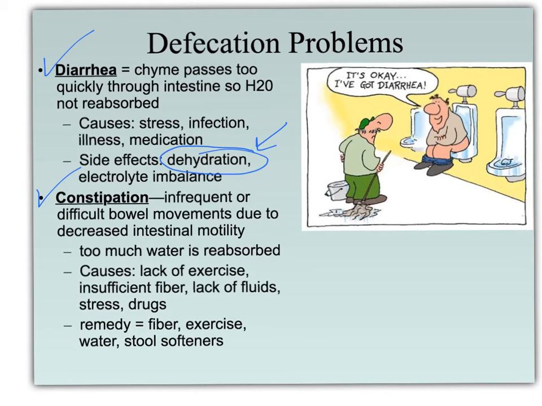Constipation is when feces is not coming out on a regular basis. A lot of times this is because of the opposite. It's moving too slowly through the intestines, and consequently too much water is reabsorbed, and so it's not moving through the way it should. What can cause that?